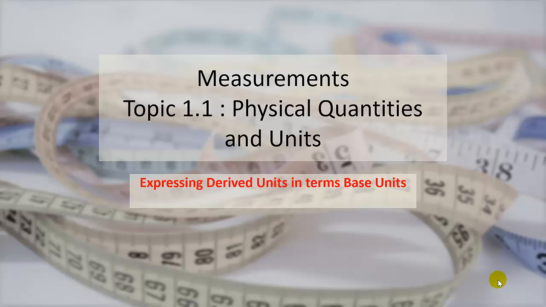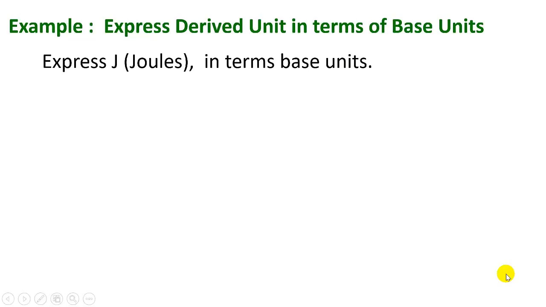Welcome to this lesson of measurements, where we will look at how to express a derived unit into base units. To do that, we will look at a particular example where we will try to express joules in terms of base units. Now, to express any derived unit in terms of base units, we need to find an appropriate equation that relates the quantity of interest with other quantities, hopefully base units.